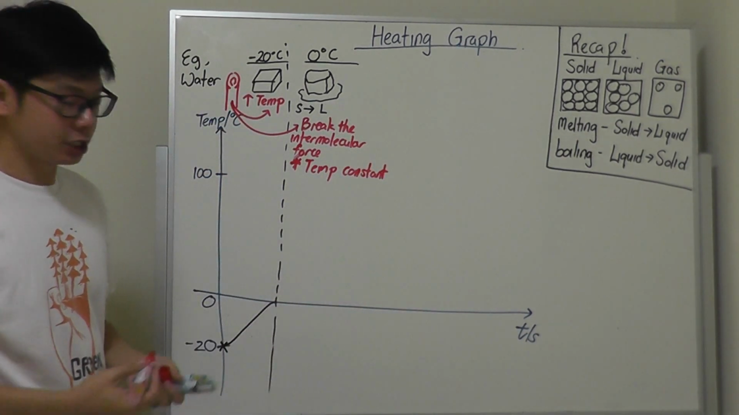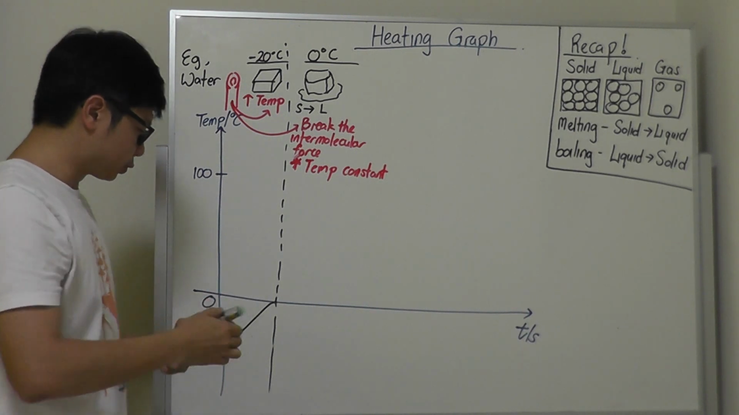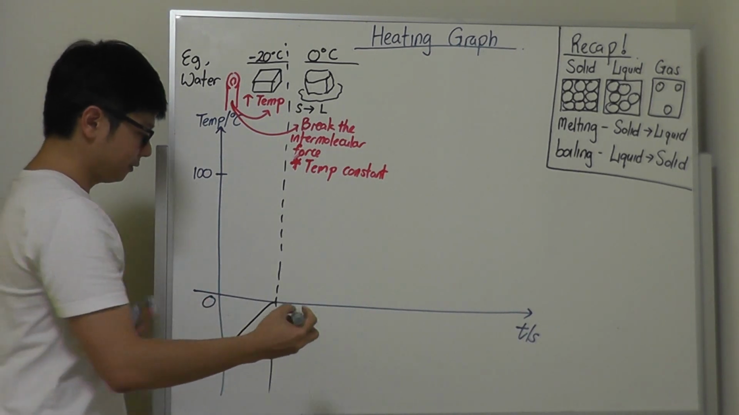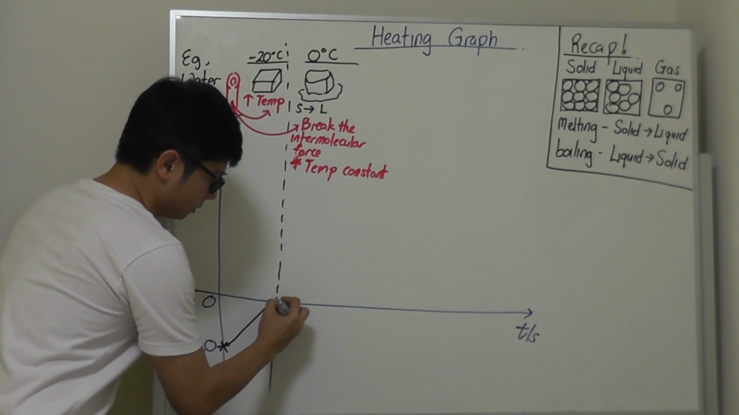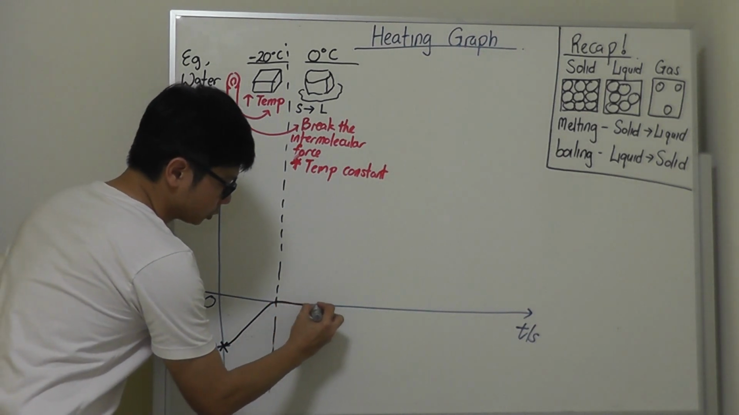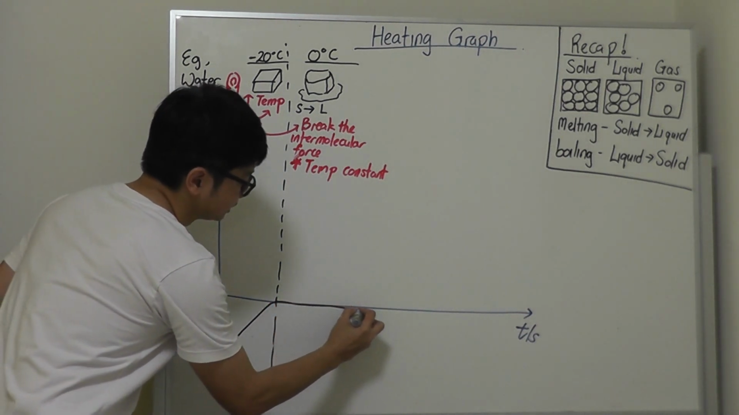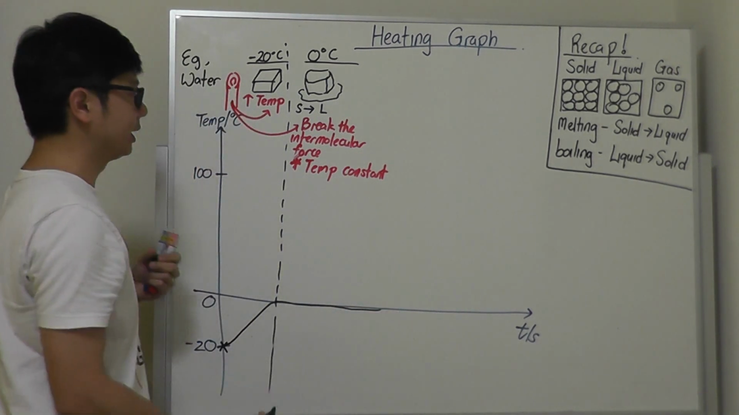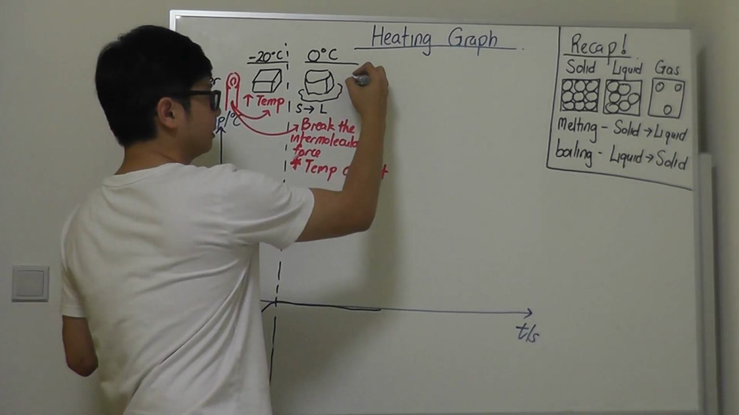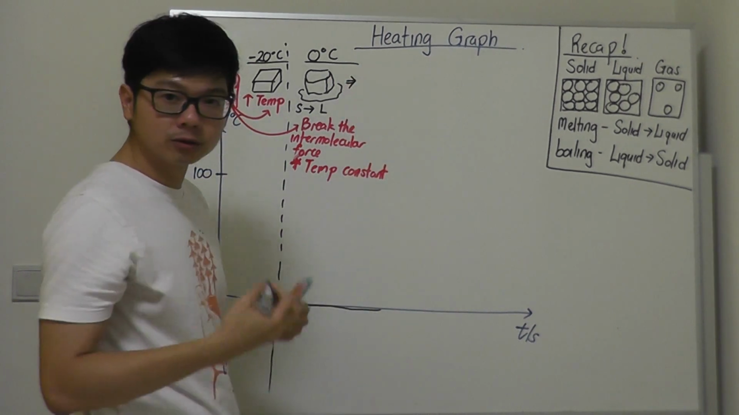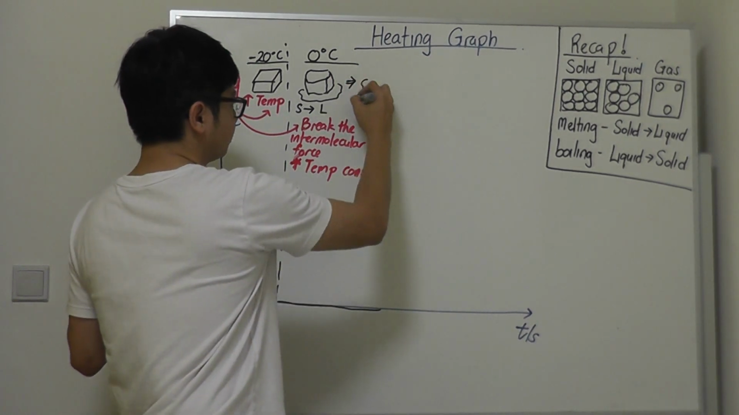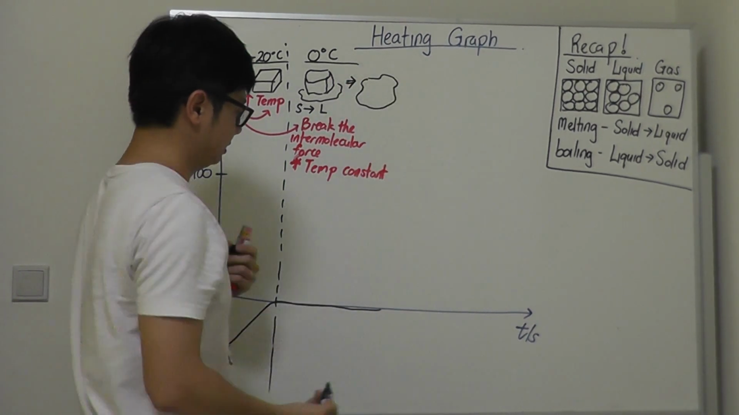during the state change. Okay, so as we draw the heating graph, we expect the temperature to stay constant at 0 degrees Celsius all the way until the ice has fully melted. So just water.